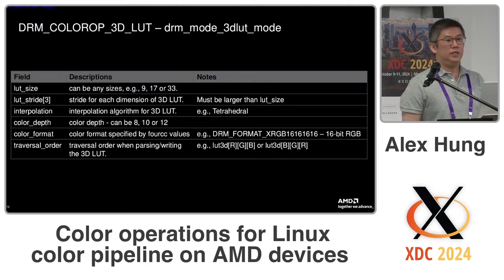And finally, there is the traverse order for when parsing and writing the 3D LUT. So basically, what it means is the XYZ axis of the 3D LUT. So it can be, for example, LUT 3D RGB, where X will be R, Y will be G, and Z will be B, or it could be BGR. So that depends on what you are trying to use.